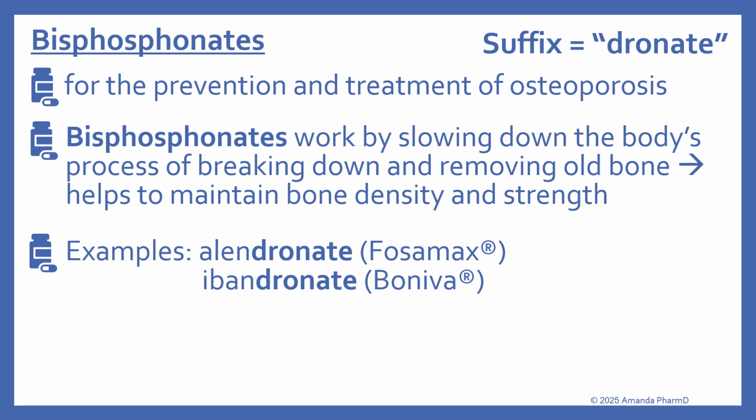Bisphosphonates are for the prevention and treatment of osteoporosis. Bisphosphonates work by slowing down the body's process of breaking down and removing old bone. So this helps to maintain bone density and strength. And some examples of the bisphosphonates are alendronate, brand name is Fosamax, and ibandronate, brand name is Boniva. And these end in the suffix dronate.